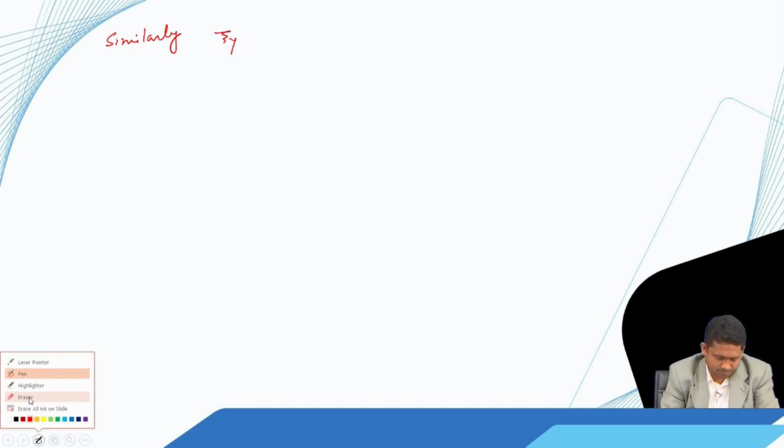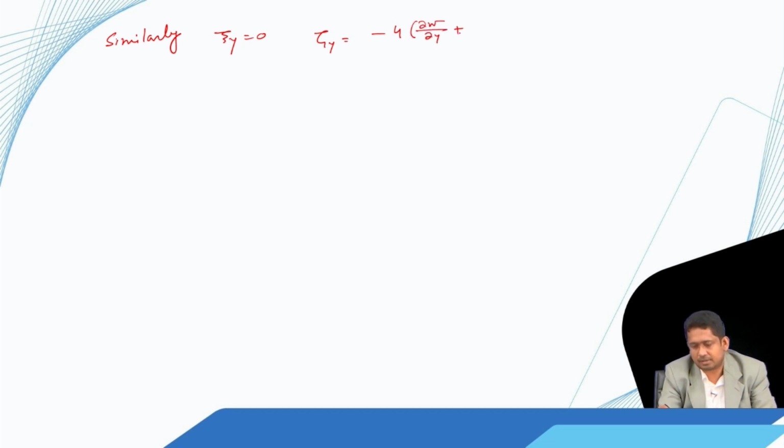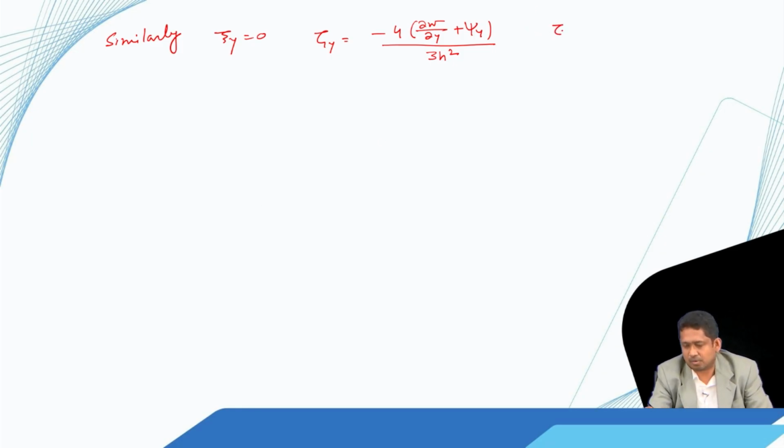Now, similarly we can write xi y is equal to 0, and we can say that zeta y is equal to minus 4 into del w by del y plus psi y, divided by 3h square, and this comes from the fact that tau y z is equal to 0 at z is equal to z n, which is h by 2, and z is equal to z 0, which is minus h by 2.